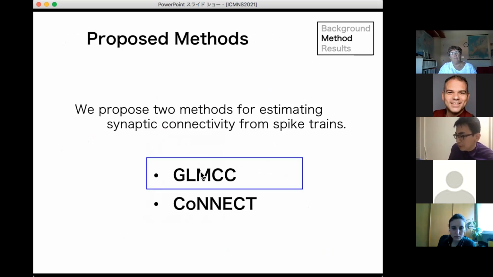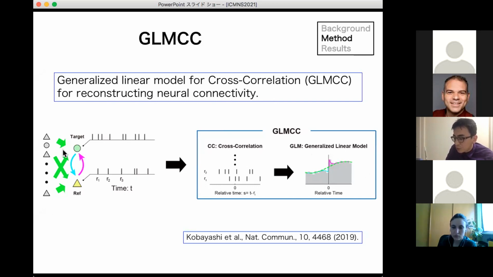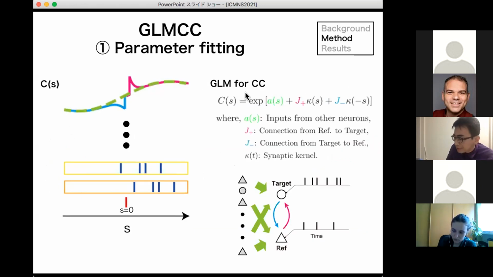First, I start from GLMCC. This method is a combination of a generalized linear model of a point process and the cross-correlation method. The basic idea is shown in this figure. We first generate cross-correlation data, but we don't construct histograms. Instead, we fit a generalized linear model, which considers the input from neighboring neurons, shown in green. So our GLMCC method considers the external input from the neighbors.